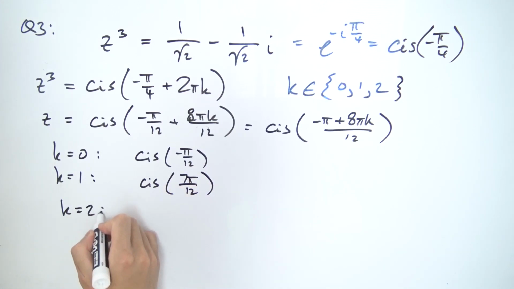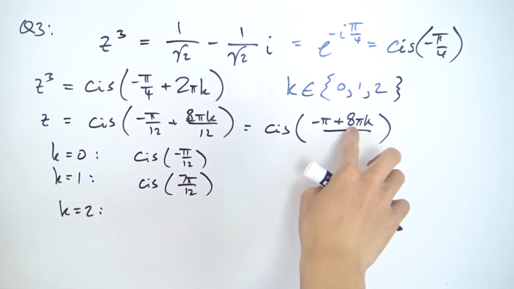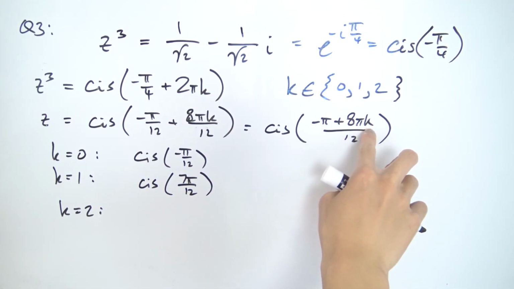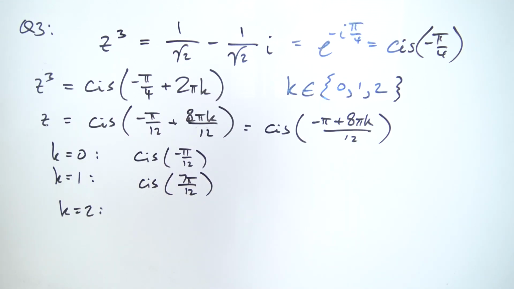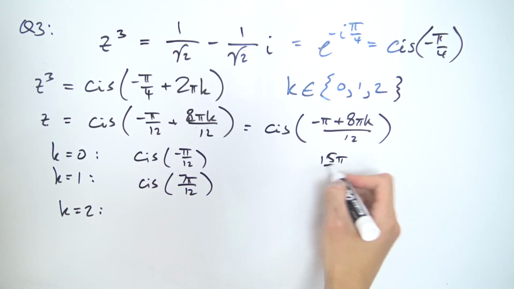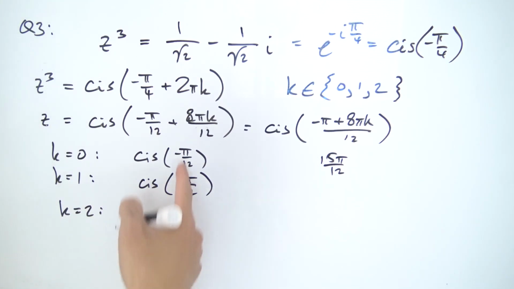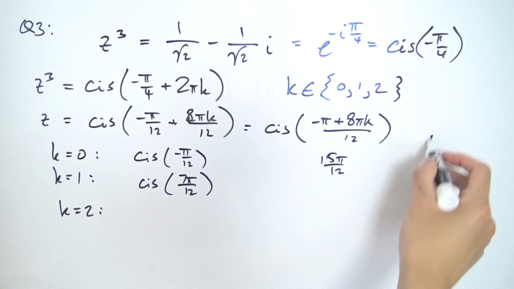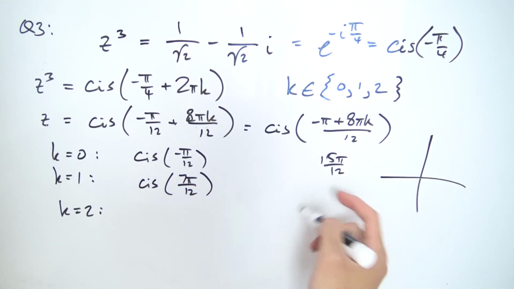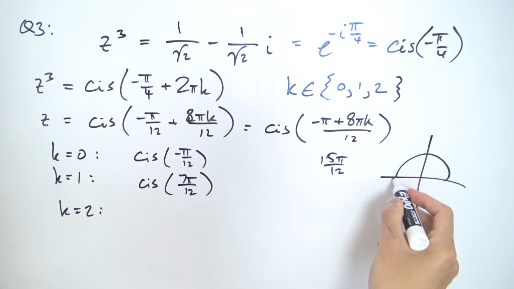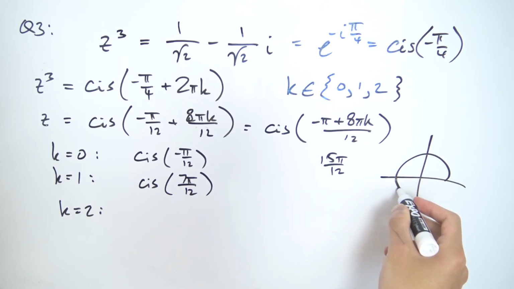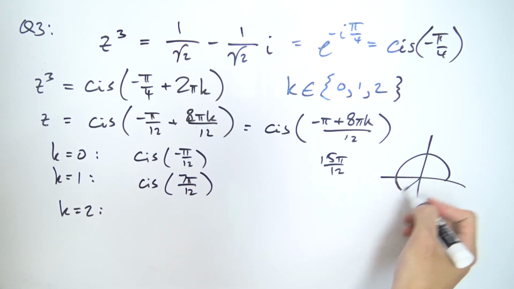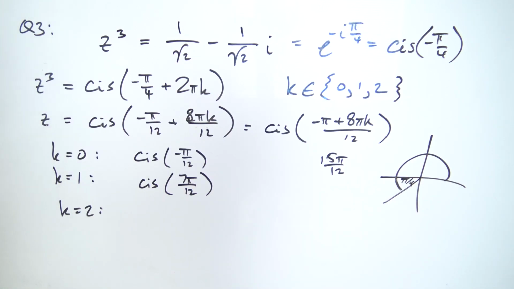And for k equals 2, you're going to have 16 pi minus pi, which is 15 pi over 12. So 15 pi over 12, but the question also states that the arguments must be in the principal argument. So this is definitely outside of the domain minus pi to pi. So if you visualize this on the complex plane, if you have 15 pi over 12, then you're going 12 pi over 12 plus an extra 3 pi over 12, which is exactly pi quarters.